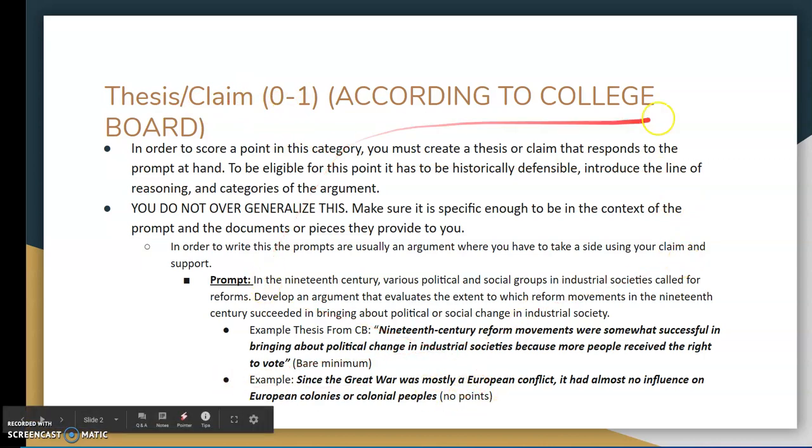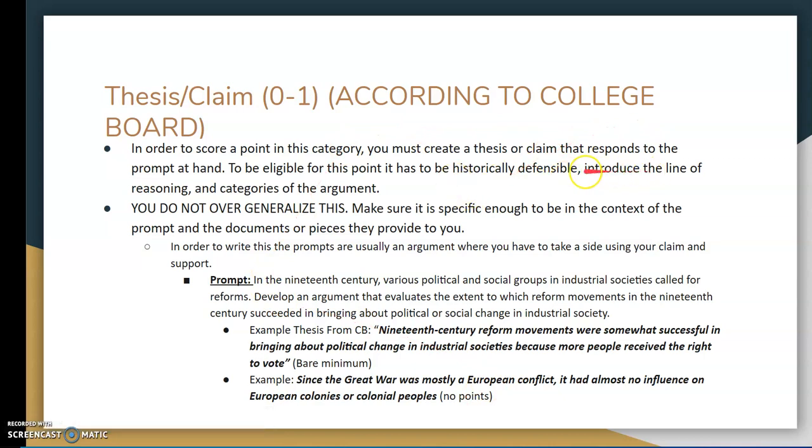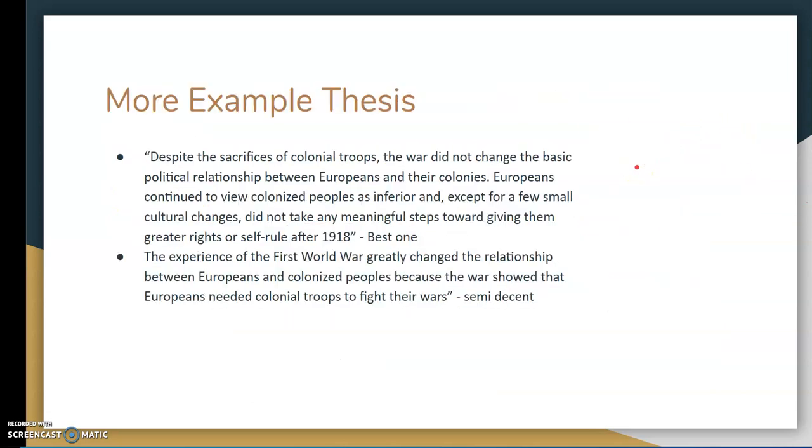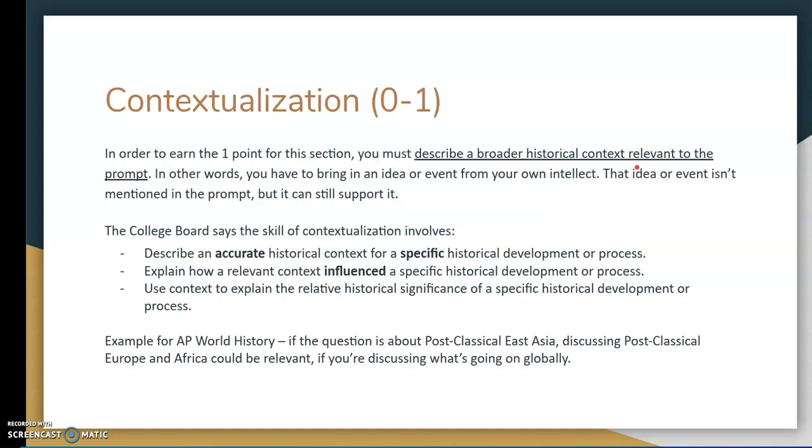So you make sure that it has to be defensible, introduce the line of reasoning, and the categories of the argument. What are you going to be talking about? And that's how you score 1 point on this thesis section.